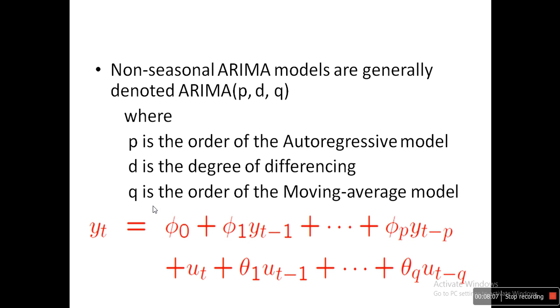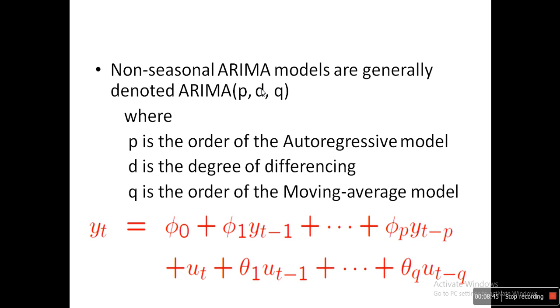So p refers to how many data terms we can add. The next one is q. q is the order of the moving average model, meaning how many u terms, that is the w terms, we can add to predict the yt. So p refers to how many data terms and q refers to how many noise terms we can add.